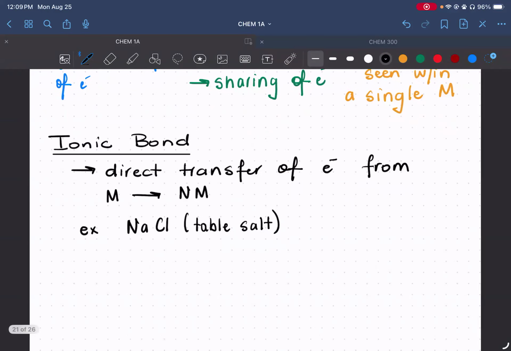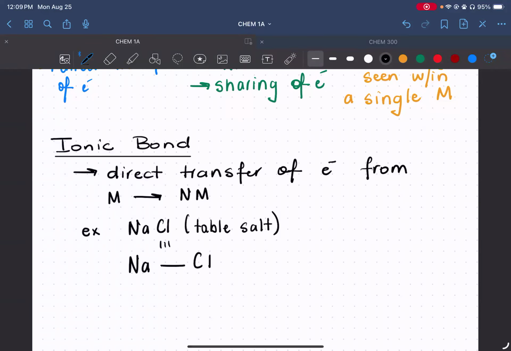Between the sodium and the chlorine, we have a single bond, which is represented by that literally straight line. And within that single bond, there are two electrons, here just represented as these green dots in between the atoms.